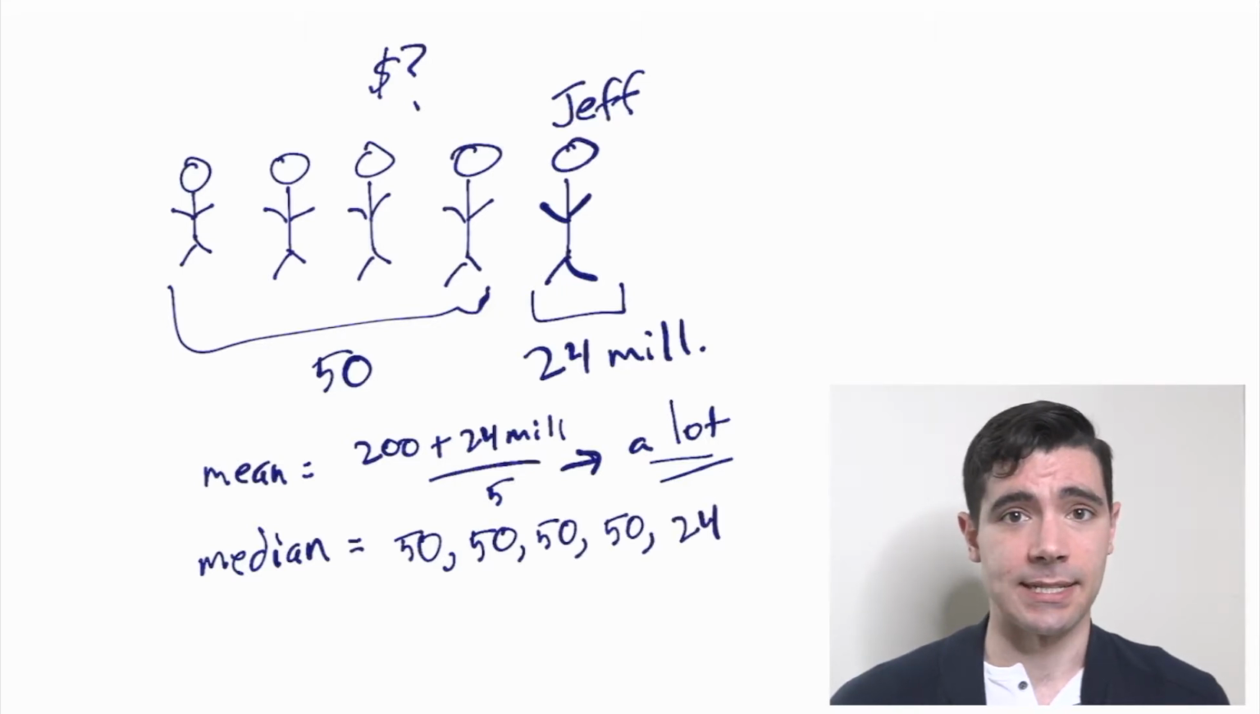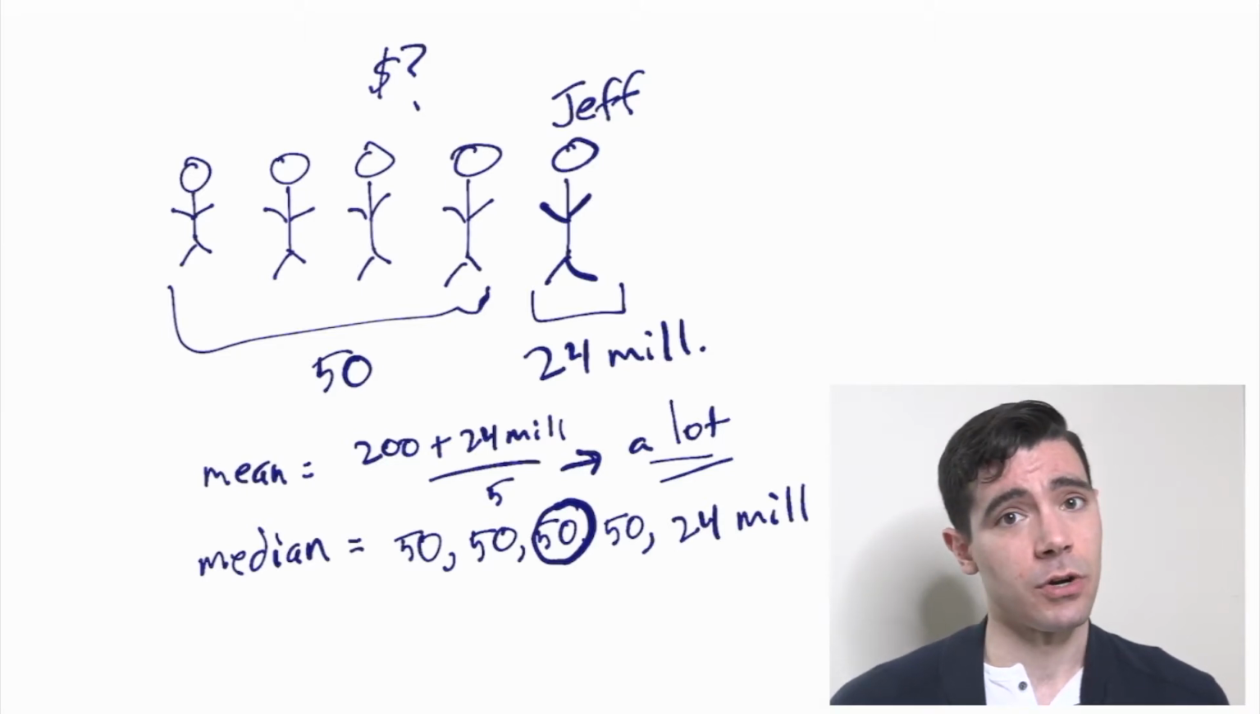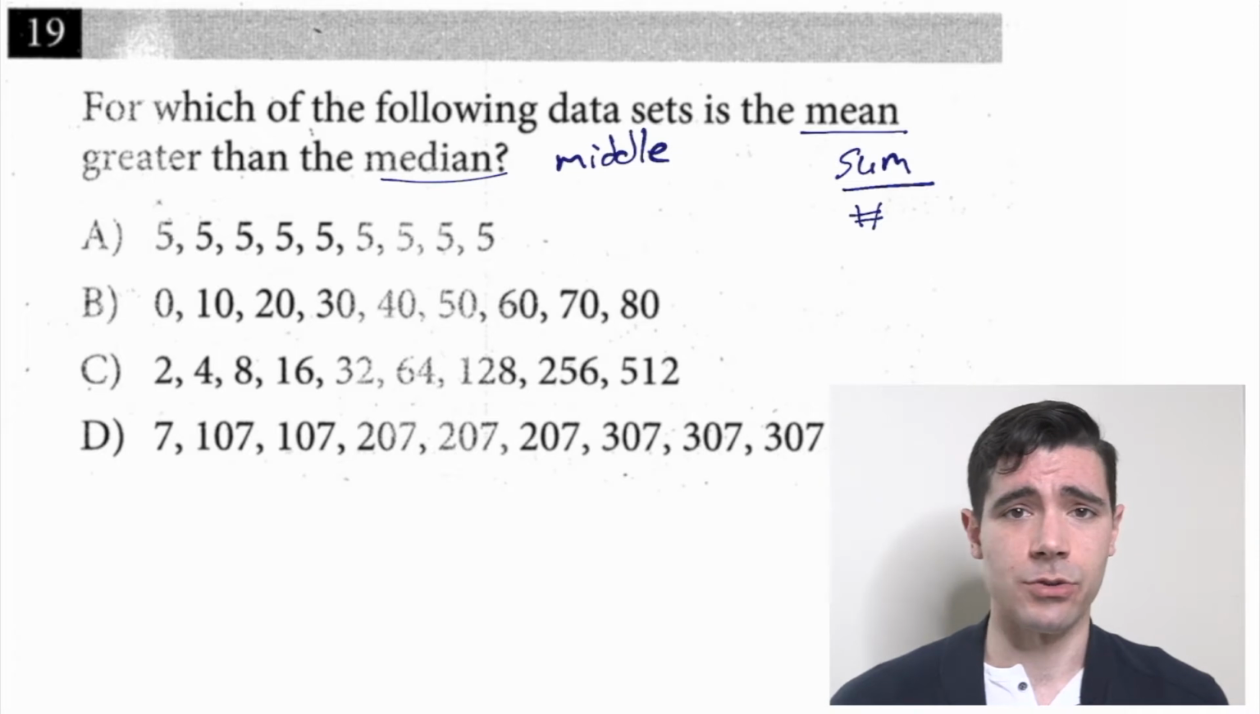If there are numbers in a data set that are way bigger than the other numbers, then they will affect the mean, but not really affect the median very much. So we're looking for a data set where the big numbers are really, really big. Bigger than the small numbers are small. Okay, let's go to the answer choices.